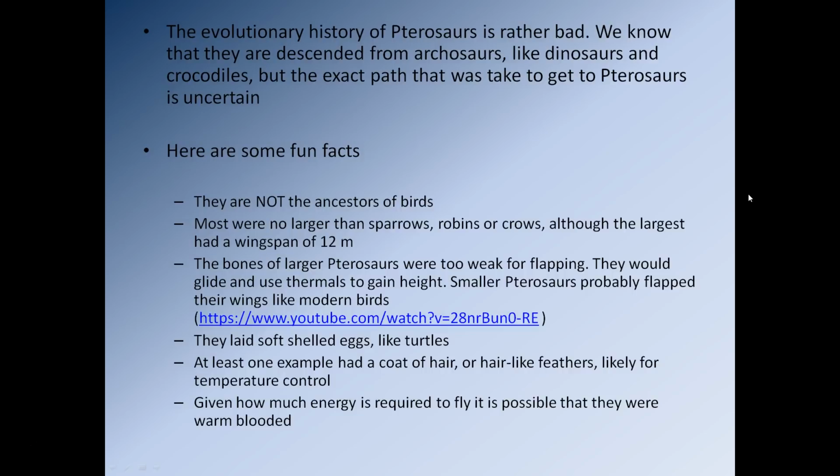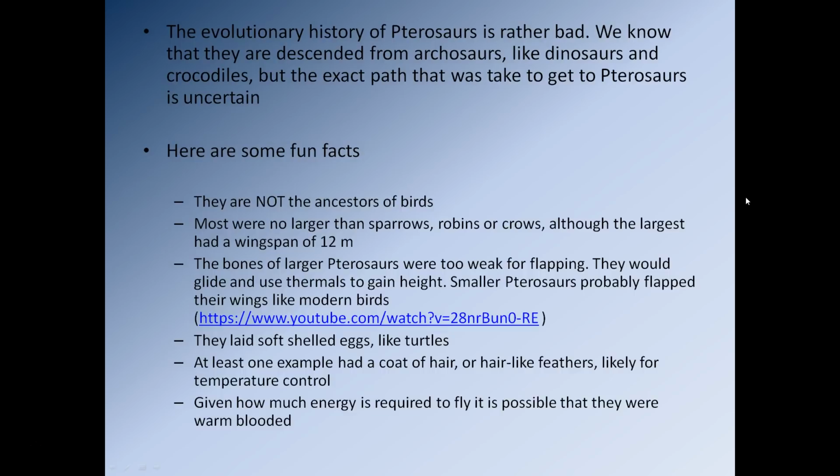So the bones of the larger pterosaurs were actually too weak for flapping. So, we have this idea of these big, massive pterosaurs flying through the sky, flapping their wings to keep themselves up in the air, and we actually know that that is not correct. The wings would have been so large and so heavy that if they did try and flap them, the bones of the wing would have snapped. And obviously when that happens, they're doomed.